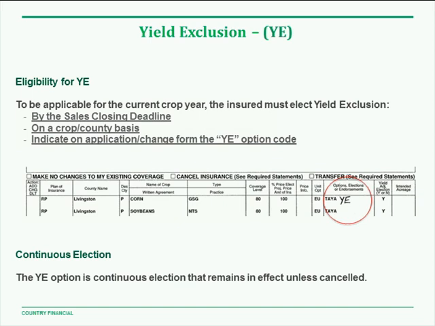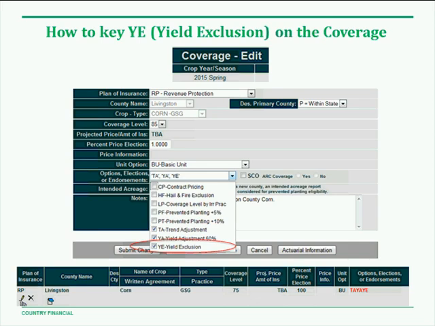So after you have a customer who wants it, then you'll need to key that then on the crop web. And this is just the example to show how to do it. Under the options drop-down, yield exclusion is a choice. Click that box and then submit the change, and then you will see that then the YE has been added to the coverage record on the crop web.